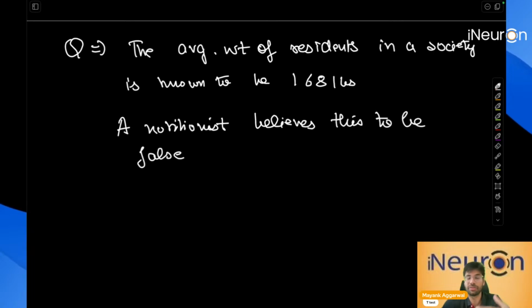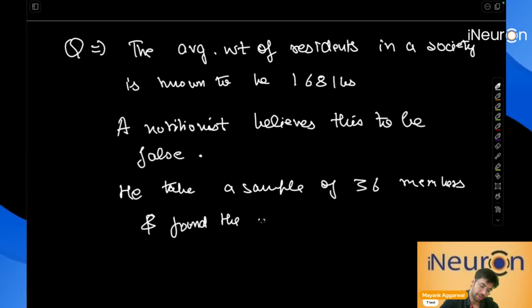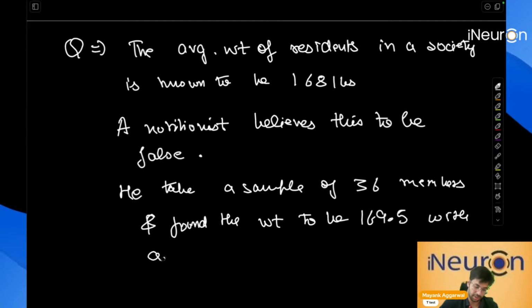Whenever this kind of understanding happens, as a statistician, as a data scientist, we just work on proof. We don't say I just saw 4 people or 40 people walking out, they all were sick or not that heavy. Maybe those people were walking out from a gym, right? So he takes a sample of 36 individuals and finds the weight to be 169.5 with a standard deviation of 3.9.